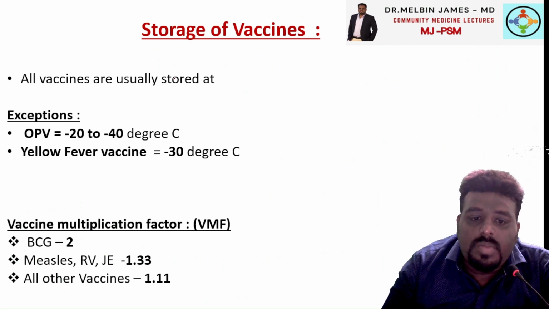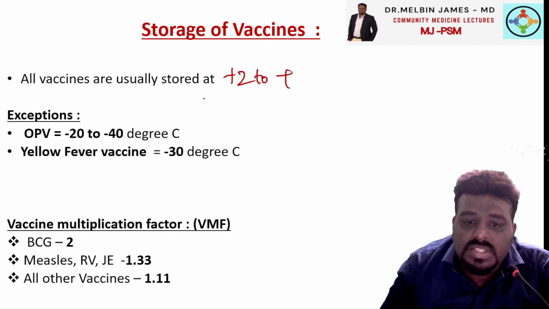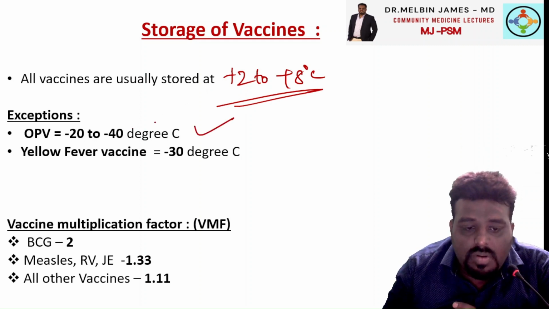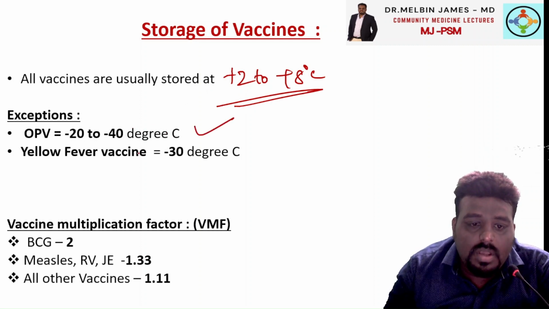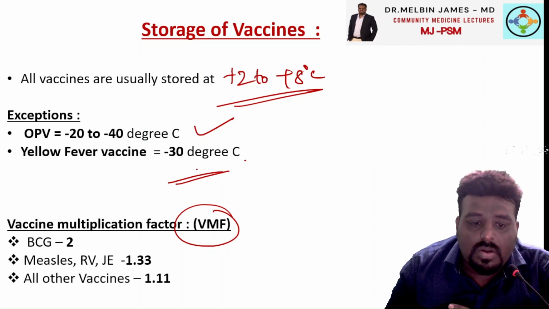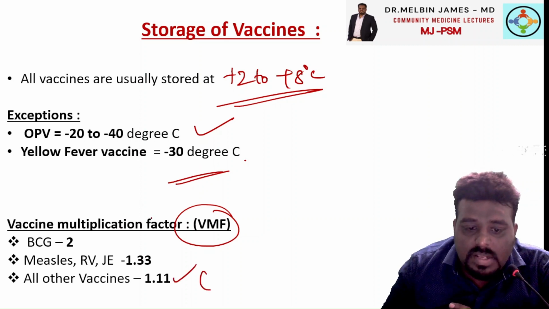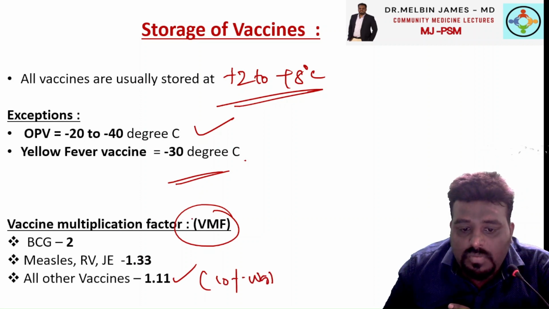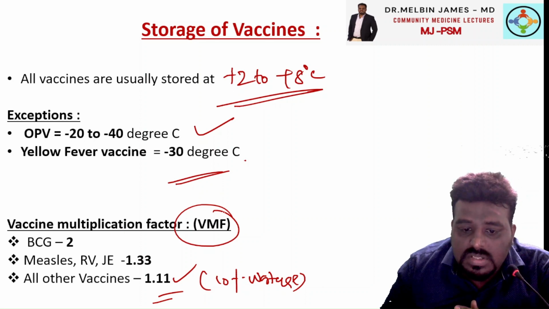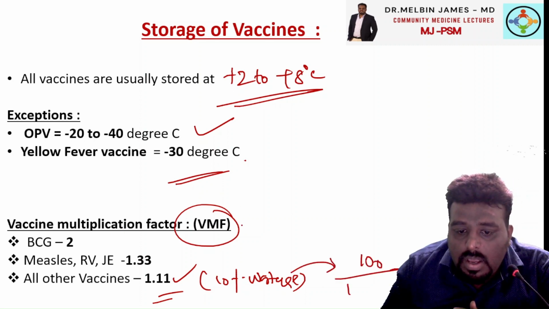Now, how vaccines are stored: all vaccines are stored at +2 to +8 degrees centigrade, with the exception of cold-sensitive vaccines, stored at -2 to -40, and yellow fever at -30. And there is something called the vaccine multiplication factor. When you are calculating procurement, we use it. For all vaccines there is usually 10% wastage. Some of you might not know how this number comes, so I'll tell you how it came: 100 by 100 minus 10 gives 1.11.